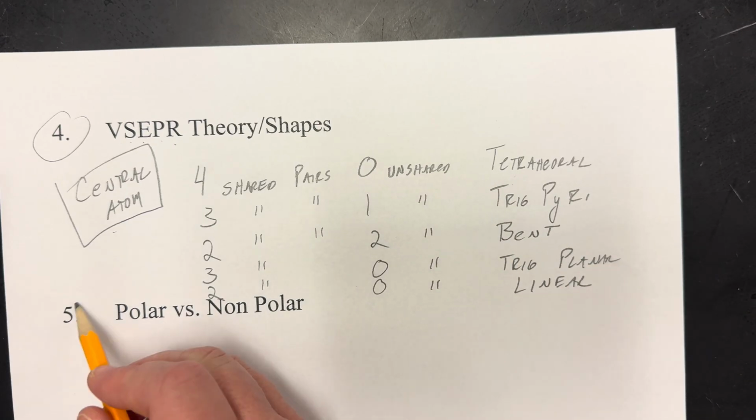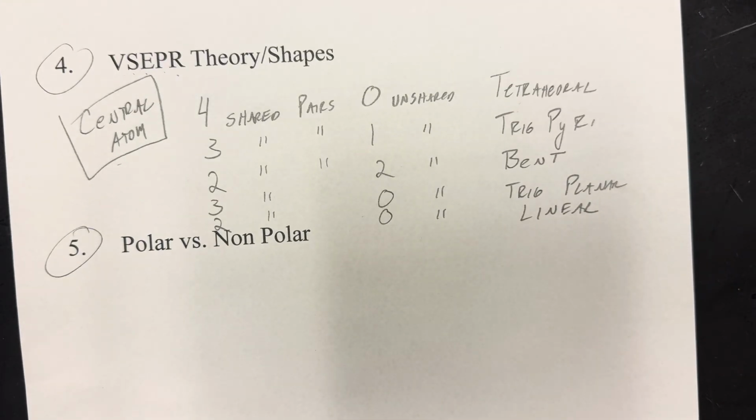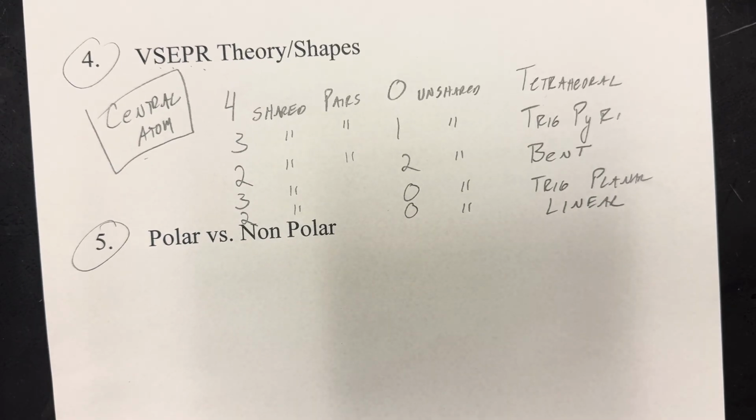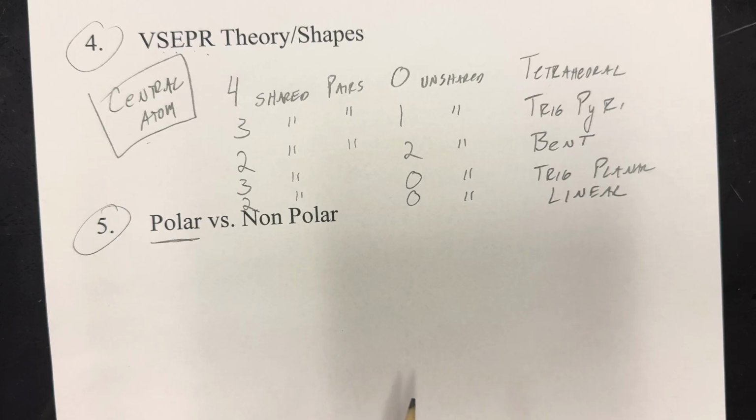Now, next thing we talked about is you can use these shapes to help you figure out whether or not a molecule is polar or non-polar. In order to be polar, you have to first have polar bonds. The next thing is you have to have a shape that allows for there to be a side that's positive and a side that's negative. So first off, a polar bond is really any bond between 2 different elements because they have different electronegativities. One of them is going to pull the electrons a little bit closer than the other.